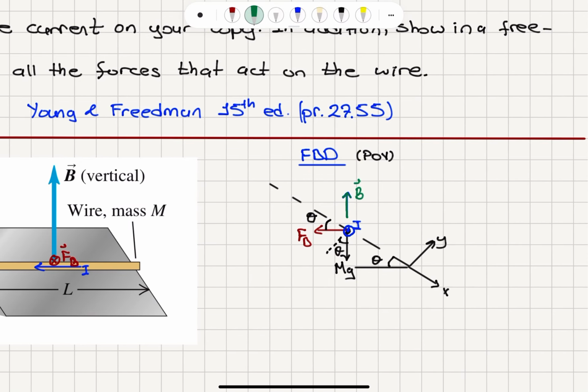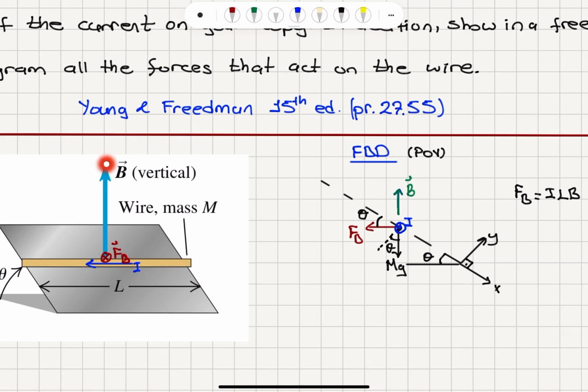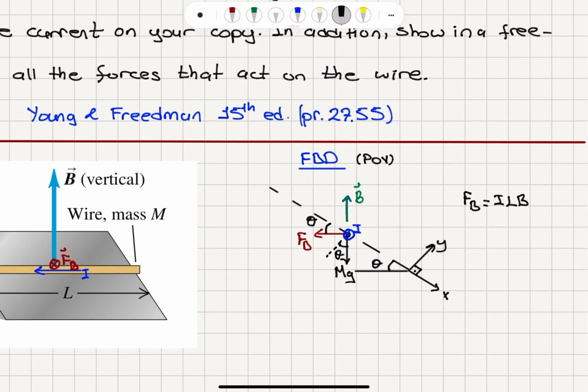With that, if I draw my x and y axis like this, the x-axis coincides with the inclined plane, and the y-axis is perpendicular to the inclined plane, this is my 90-degree angle. The magnitude of the magnetic force the wire feels is I L cross B, so it's going to be ILB, because the length vector L is perpendicular to the magnetic field B, so it's ILB sine 90, which is 1. The vector form is I L cross B, where L is the length vector in the direction of the current.